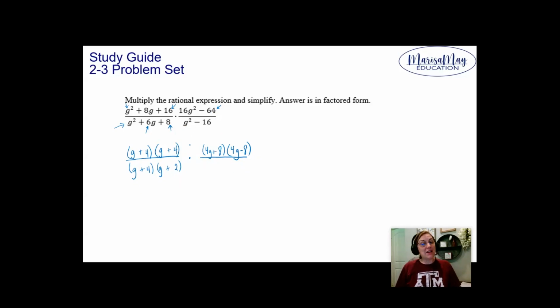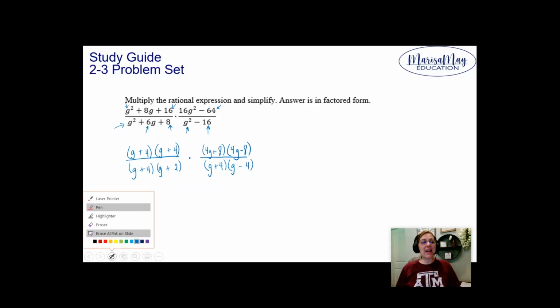Now at the bottom, I've got another difference of two squares. So I've got two parentheses. The square root of g to the second is g and g. And the square root of 16 is 4 and 4. One gets a plus, one gets a minus.